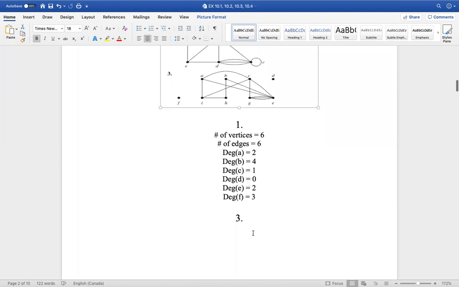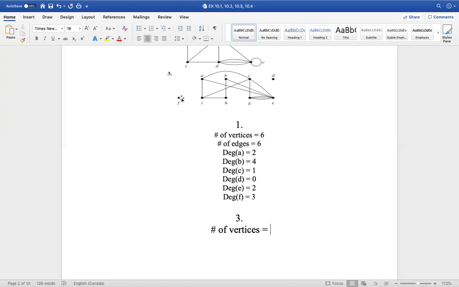So here is question number 3. We talk about the number of vertices. So the number of vertices are, so we have 1, 2, 3, 4, 5, 6, 7, 8. 1, 2, 3, 4, 5, 6, 7, 8.